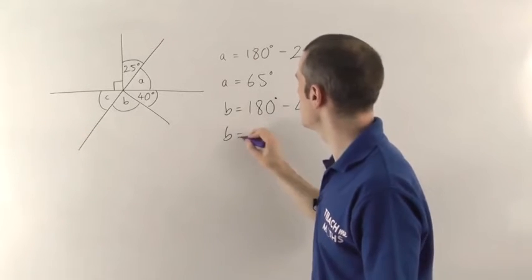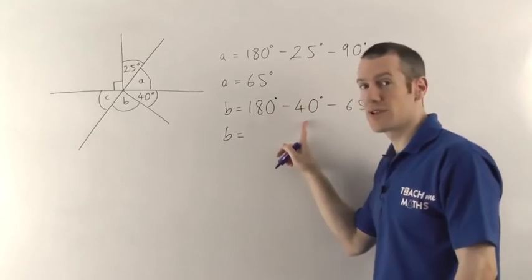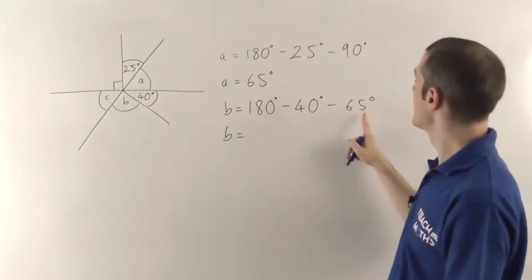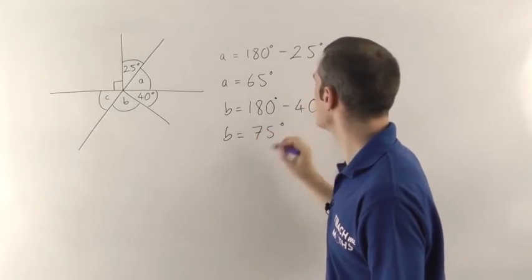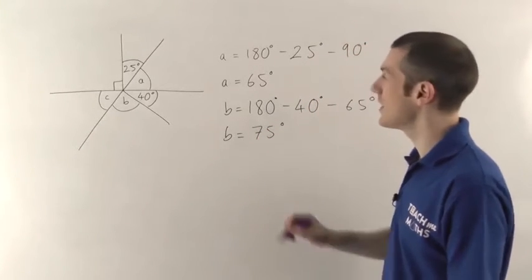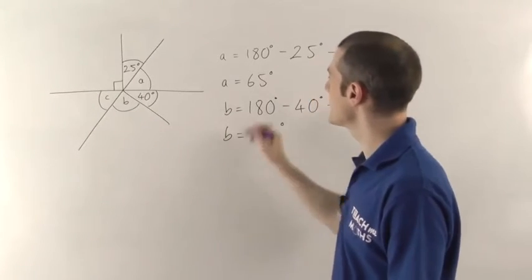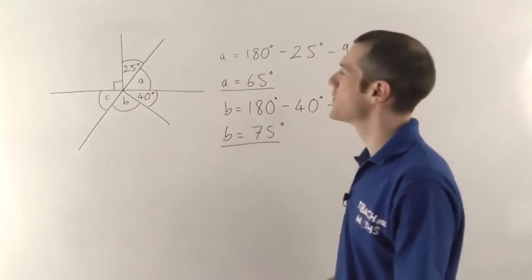So B, therefore, well, 180 degrees minus 40 is going to give you 140 degrees. Take away 65, and I think you'll get 75 degrees. So B, we've now figured out as well, is 75. So that was A, that was B.